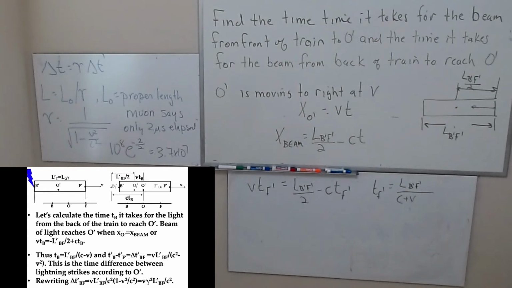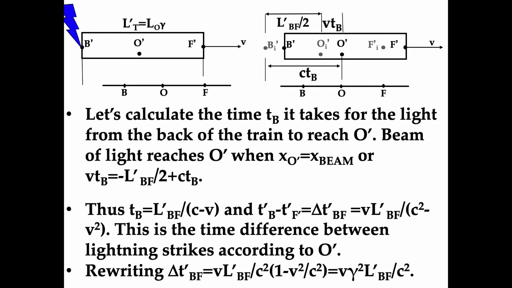Now we do the same thing again for the back of the train. Now for the back of the train, we want to find the time it takes for the beam to reach observer O prime. Okay. And again, we use the same idea. The only difference is my equations look different.